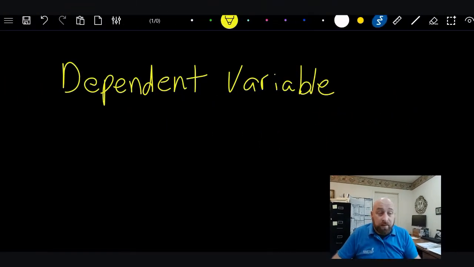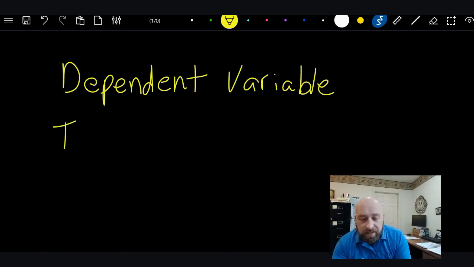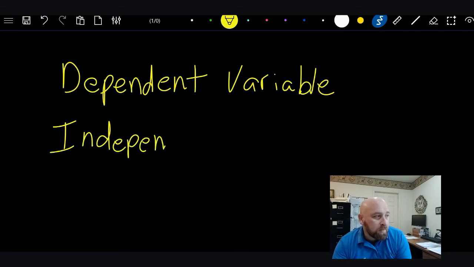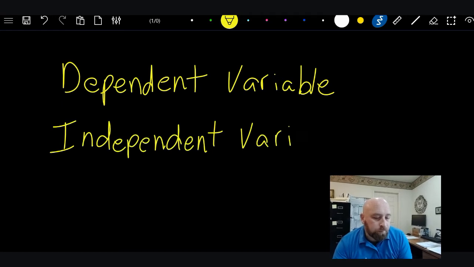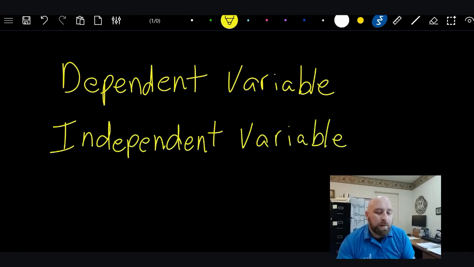So the next one there is the independent variable. And the independent variable is not dependent, or it doesn't rely on anything else. It kind of does its own thing. Let me kind of show you this.